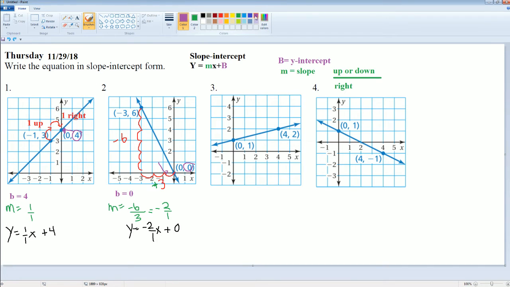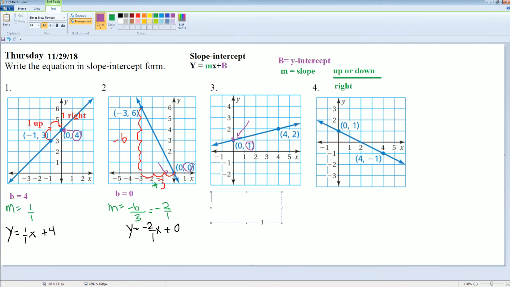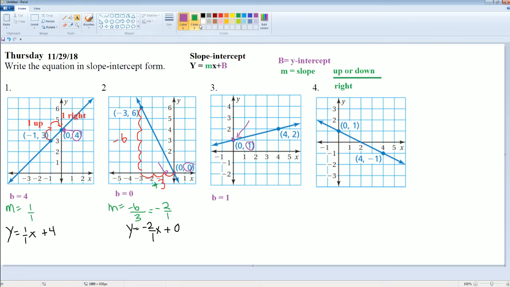Let's see if we could find the y-intercept here. Ooh, this is the point that is crossing the y-axis, right? That is that point that crosses the y-axis, which goes up and down, which is 1. That looks good. So b is equal to 1.